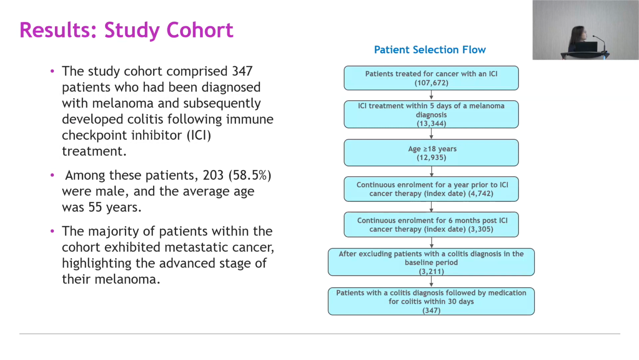In this study, we included 347 melanoma patients who initiated ICI treatment and also developed colitis later on. In this cohort, 55.5% of patients were male, and the average age was 55 years old. The majority of patients in this cohort were at metastatic cancer status, which means an advanced stage of their melanoma. The right side is the patient selection flow. I'm not going to go into the details.